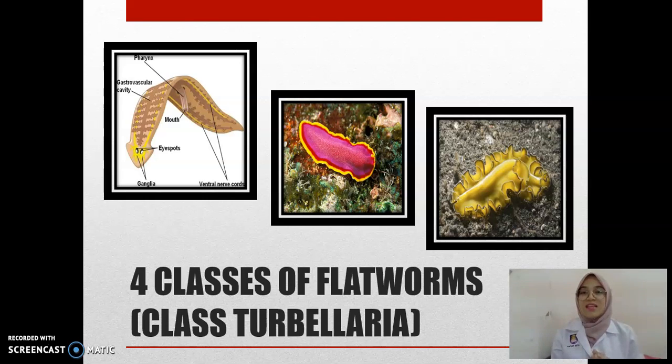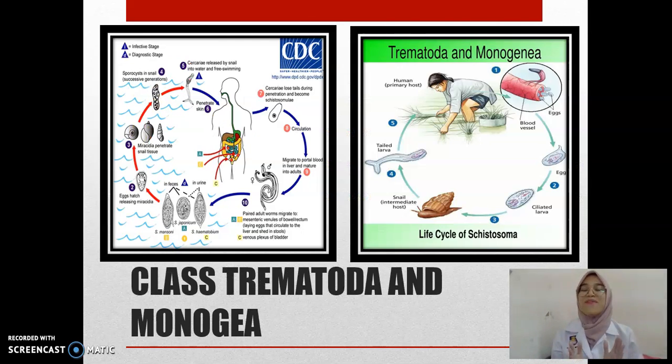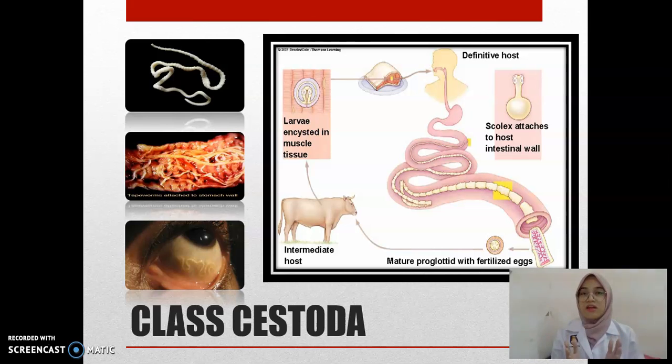The second one is Trematoda and Monogenea. This group is also known as blood flukes. For example is Schistosoma sp. A person who is infected with this parasite suffers a disease named schistosomiasis, with symptoms of anemia, pain, and dysentery.